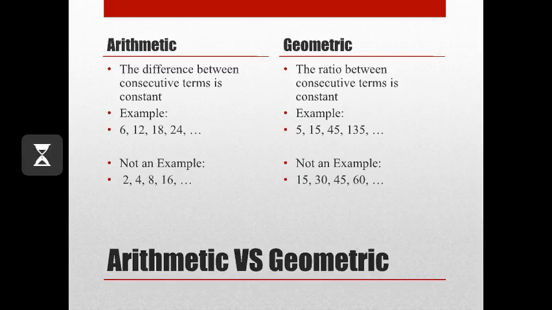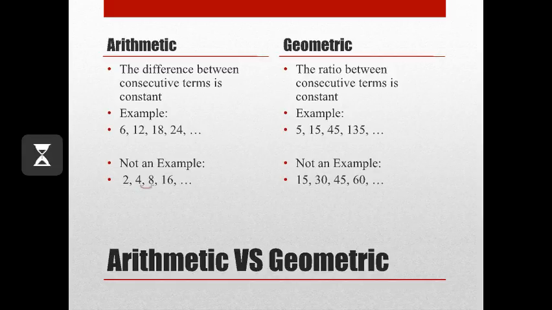So if you look at your examples, you have an example of 6, 12, 18, and 24. You can see that you are adding 6 to each term to get the next term. Down here, what is not an example? 2, 4, 8, 16. There, you start off, it appears that you could be adding 2, but then when you look at your next pair from 4 to 8, you're either adding 4 or multiplying by 2. So this is not an arithmetic sequence. You are not adding the exact same amount to each term.